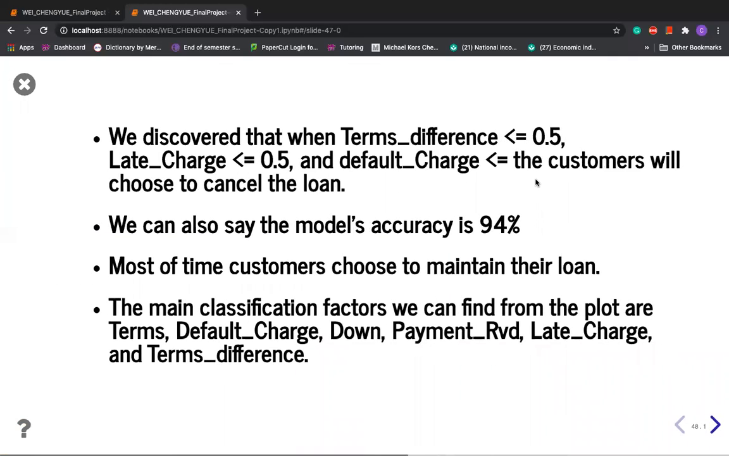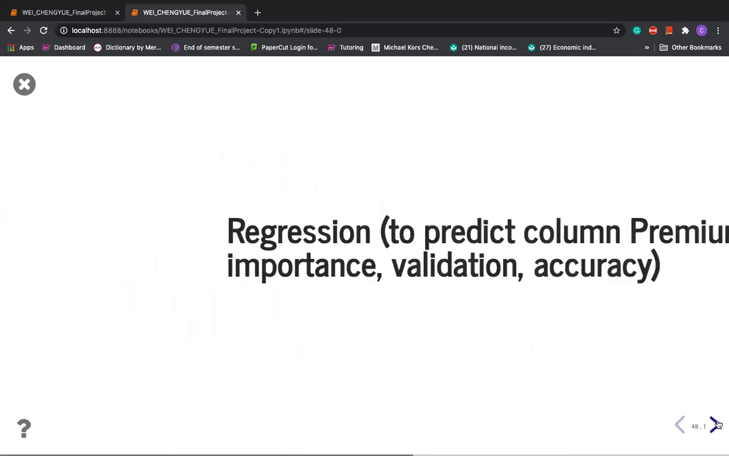So this is the conclusion we found from this model. We discovered that when terms difference is less than 0.5, little charge less than 0.5, default charge less than 0.5, I'm sorry, I didn't type it out, the customer will choose to cancel the loan. We can also say the model's accuracy is 94%. Most of the time, customers choose to maintain their loans, and the main classification factors we can find from the plots are the terms, these kinds of features.